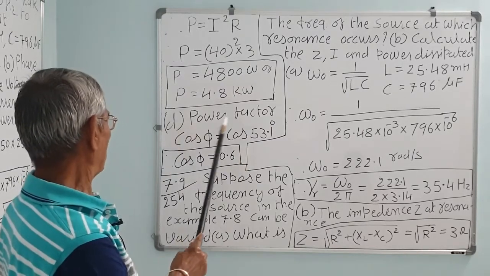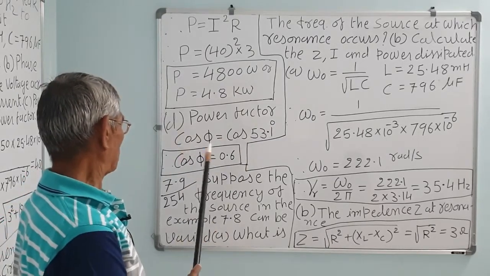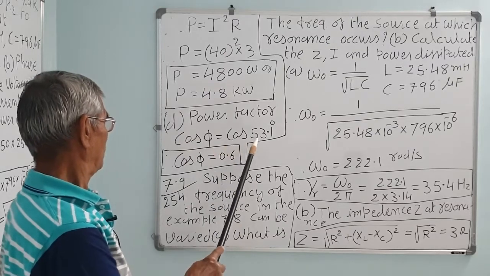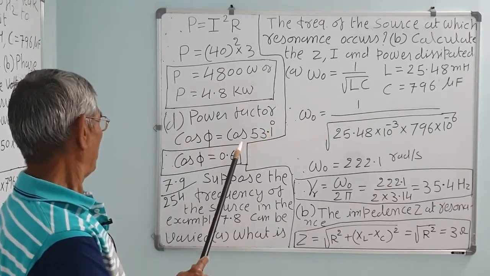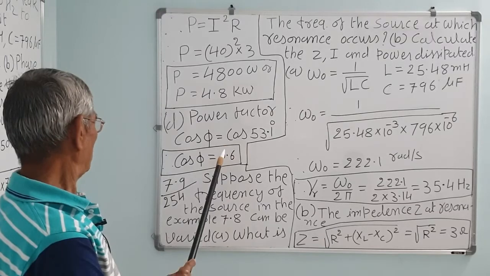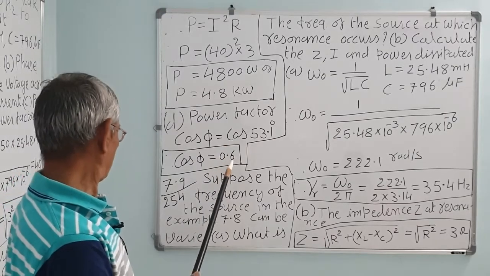D, last, power factor. The power factor is cos phi, that is equal to cos 53.1, and that is equal to 0.6.